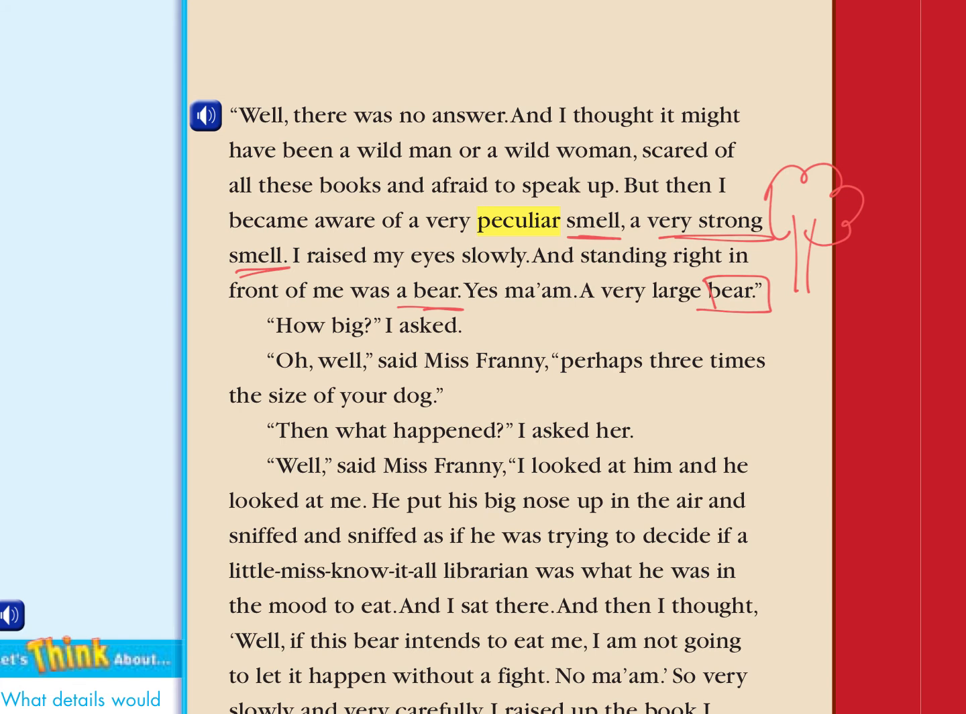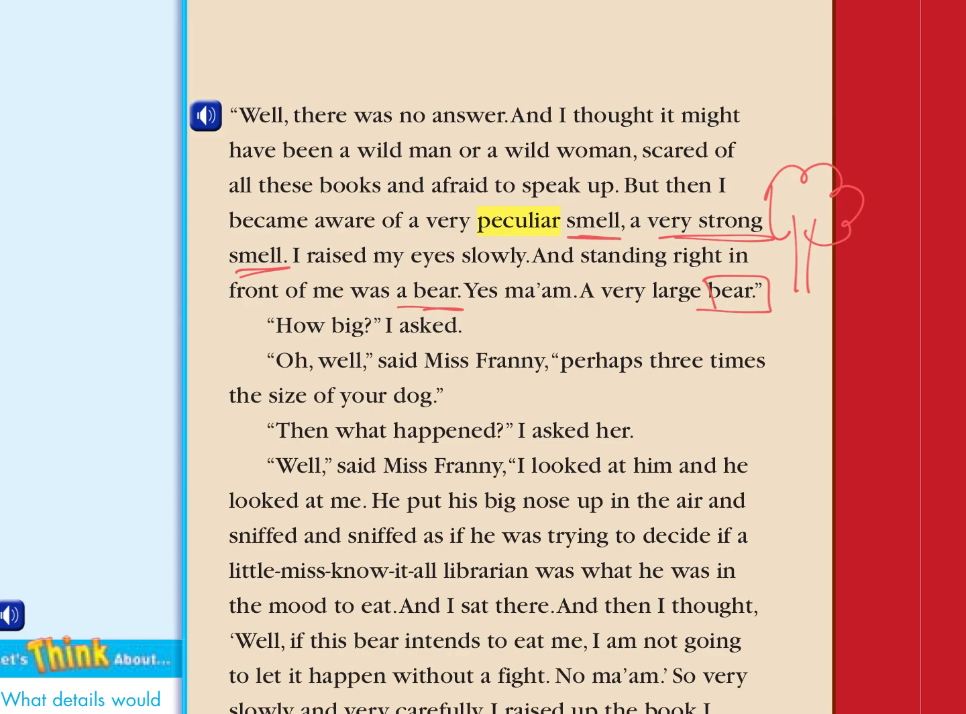Look at how I know that. Smell, a very strong, and a bear. Peculiar smell is describing the smell she's smelling from that bear. So it wasn't a normal smell that she smelled every day like people. Instead, it was a wild smell, something she wasn't familiar with.